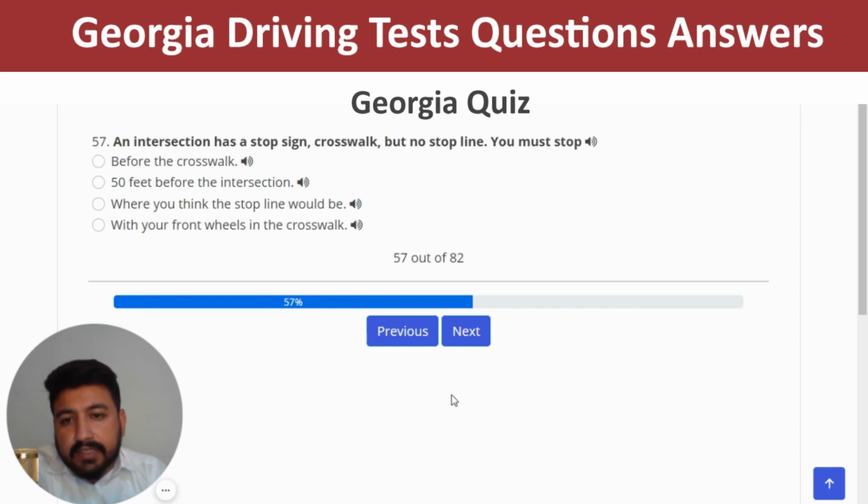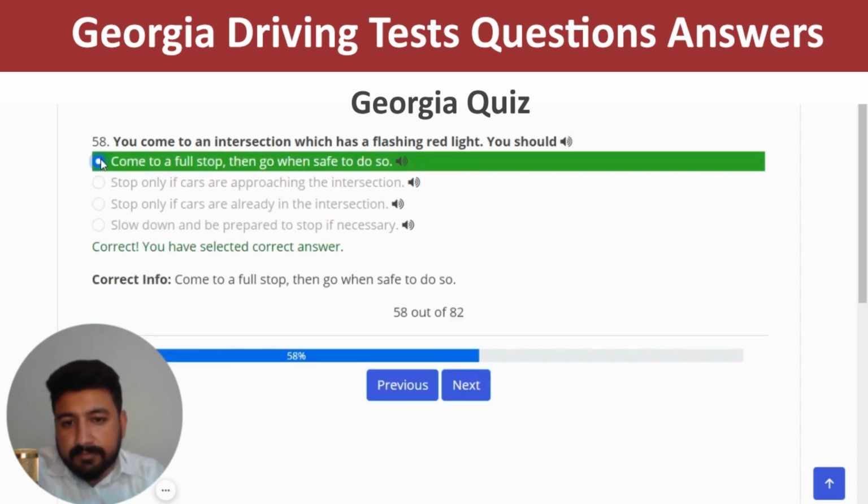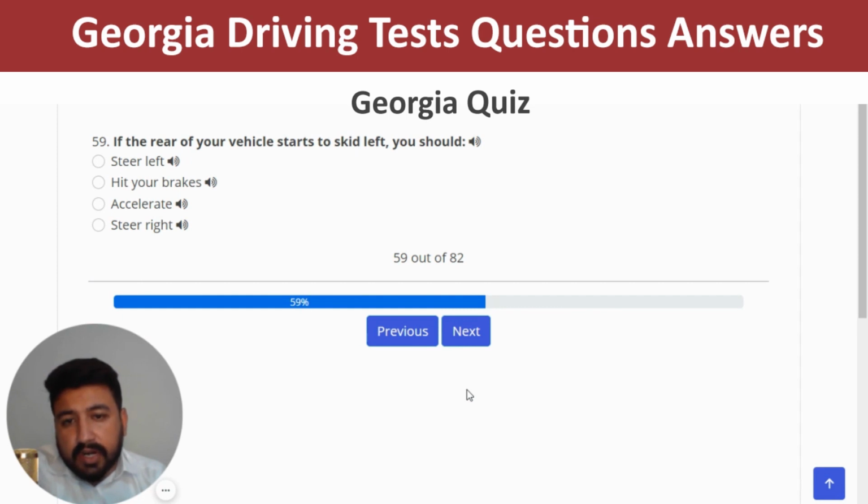An intersection has a stop sign, crosswalk, but no stop line. You must stop. The right answer is before the crosswalk, which is the first option. And next, you come to an intersection which has a flashing red light. You should come to a full stop, then go when safe to do so. So again, first option should be the right one. Yeah, right. Next, if the rear of your vehicle starts to skid left, you should. The right answer is steer left.